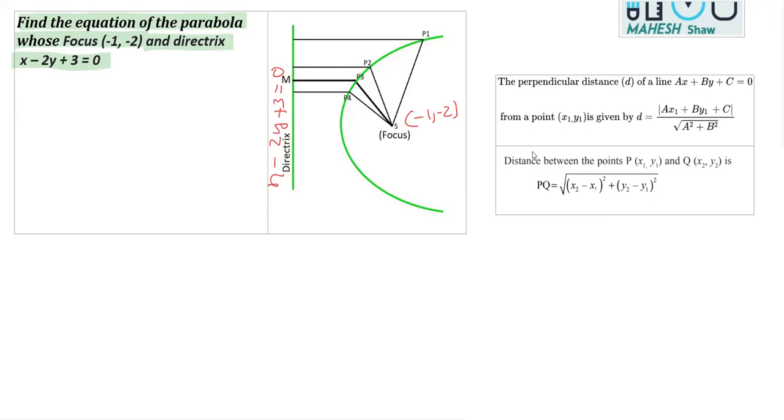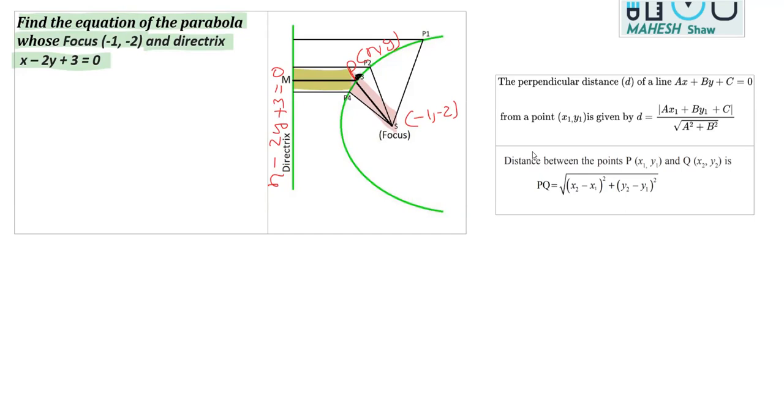For that, I'm taking any general point. I took this point, say this one, as P, and I took this point as (x, y). That's a general point. What we know from the concept or the definition of a parabola is that this length PM should be equal to PS, right? That's what we know from the general point.